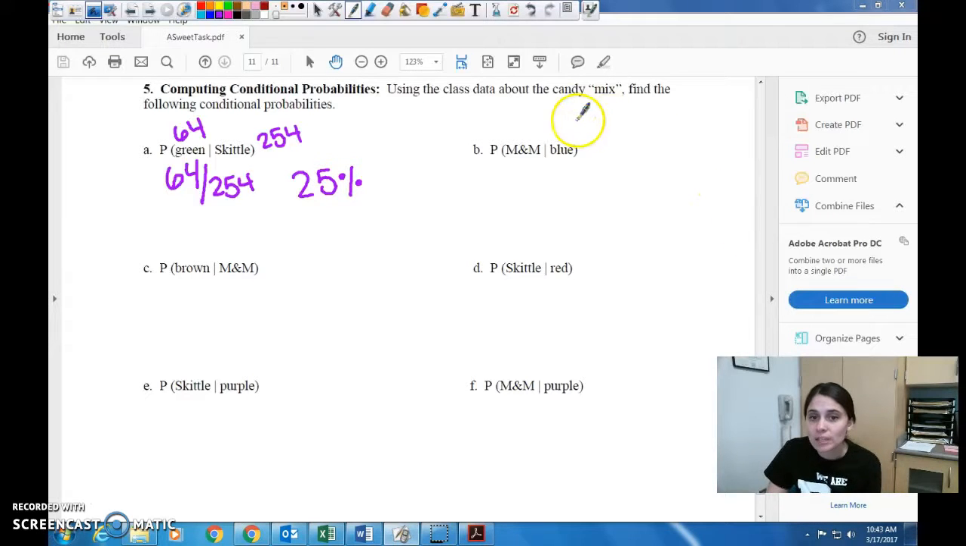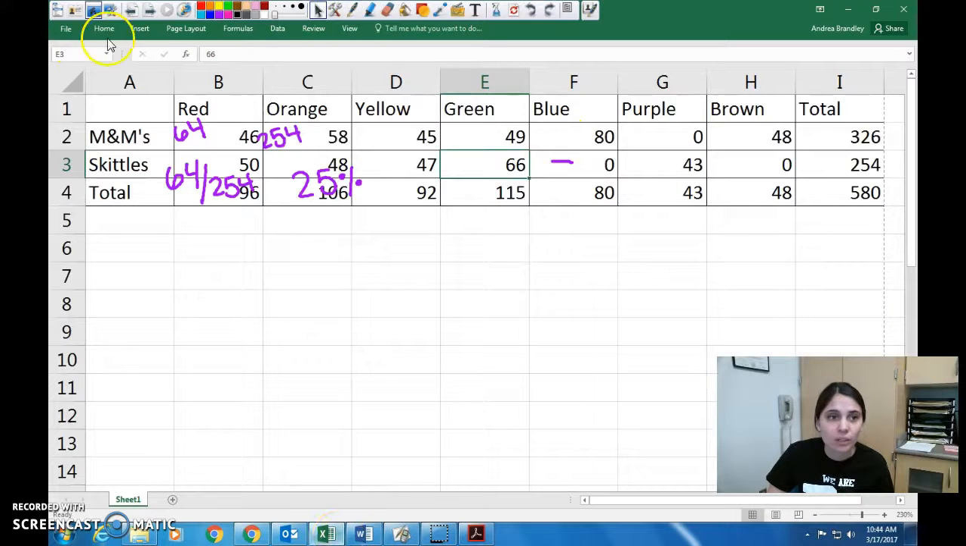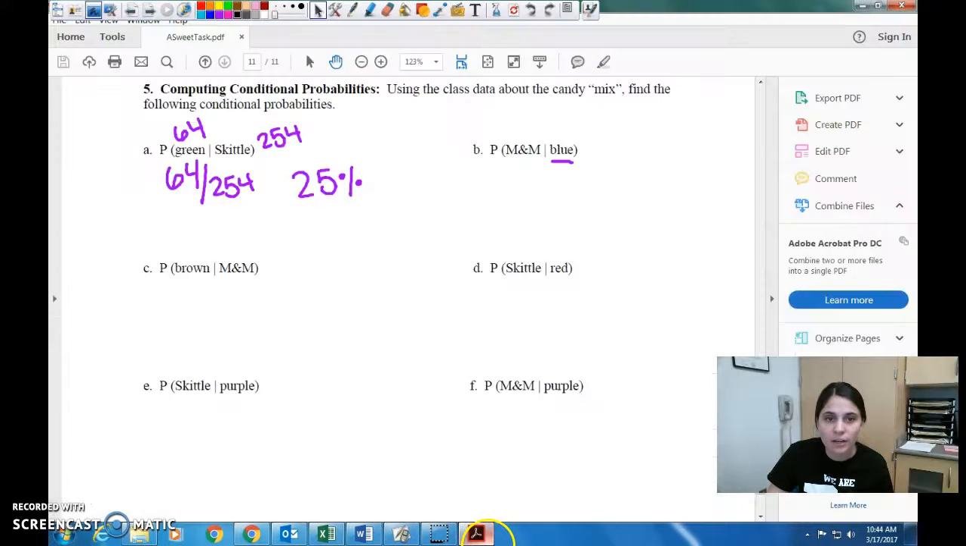The next one is a similar idea. So I know the candy is blue. So I don't care about red or green or brown or purple. I only care about the blues because I know that the candy is blue. So let's see how many blue candies we have. We have 80 blue candies. So I'm going to come back to here and write that down. Okay, I have 80 blue candies.